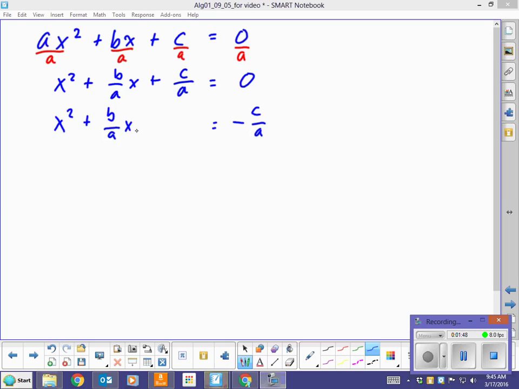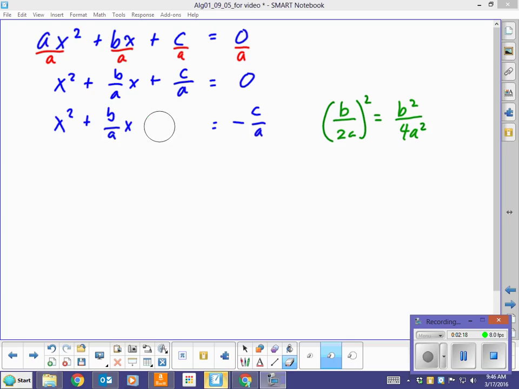Okay, so completing the square means you take half of this, and I'll do this in a different color on the side here. So half of b over a would be b over 2a. And then we square the whole thing. So that's going to equal b squared over 4a squared. Right? So I'm going to add that to both sides of the equation. Plus, let me do this in an even differenter color as to not confuse us.